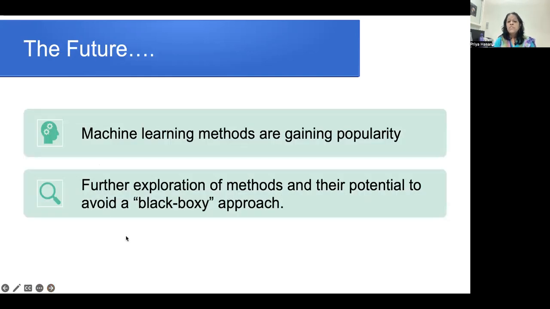So the future shows that machine learning members are gaining popularity, especially in this case. Further exploration of methods and their potential is very essential to avoid a black-box approach, and that's what we will basically be doing, comparing different machine learning methods to find out membership for star clusters. And thank you very much.